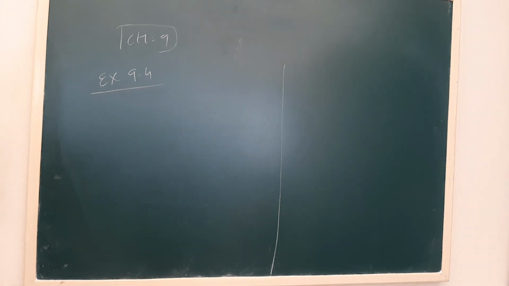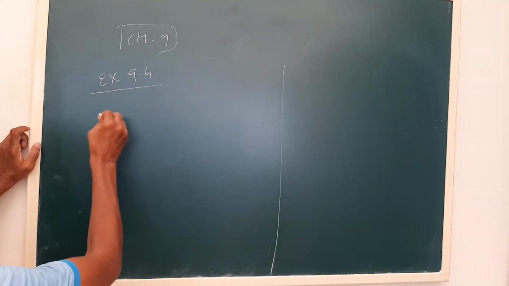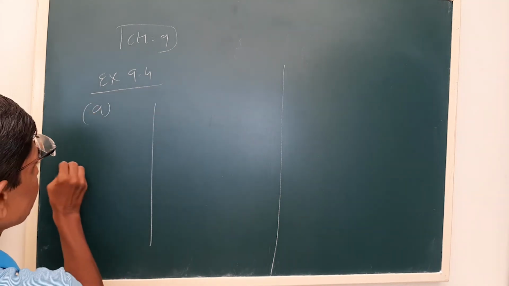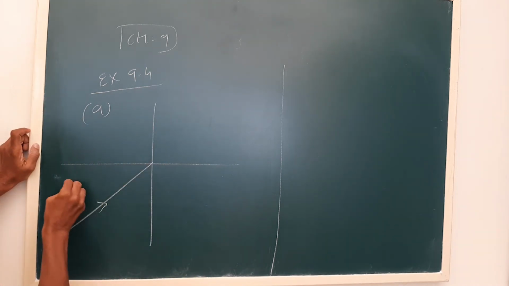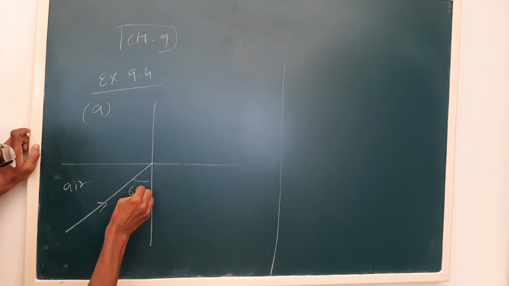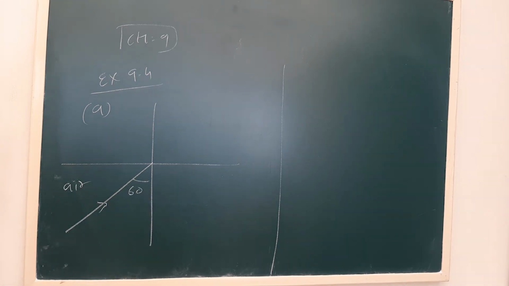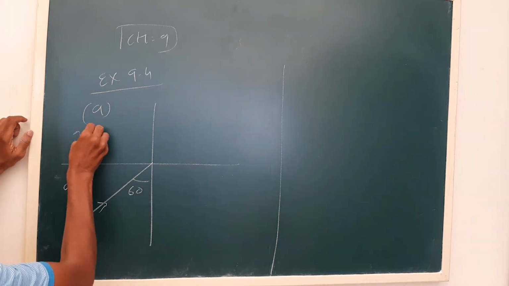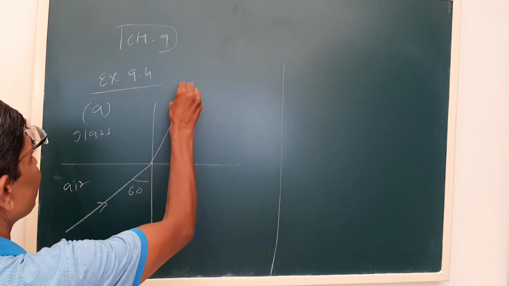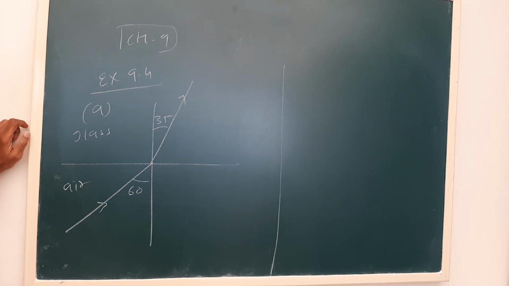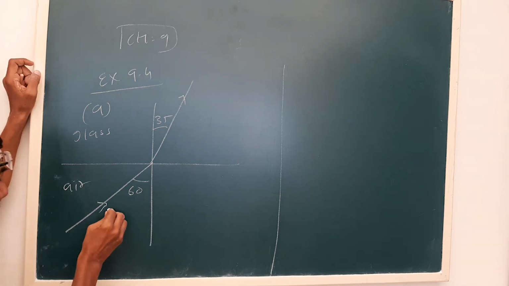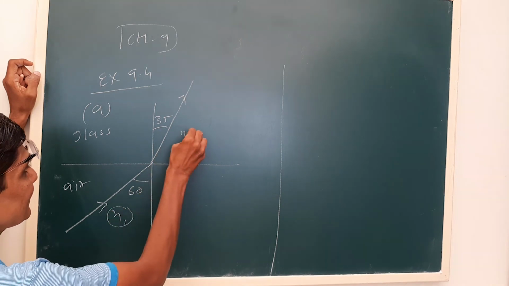Now this is related to refraction. Now see the first diagram. See, the ray travels from air, making an angle of 60 degree, to glass. Now see the angle of refraction is given as 35 degree. Calculate the refractive index. Now see, let us say this is N1 and this is N2.